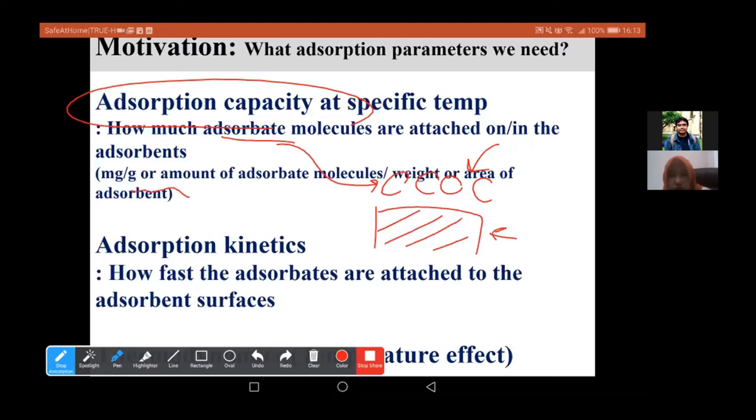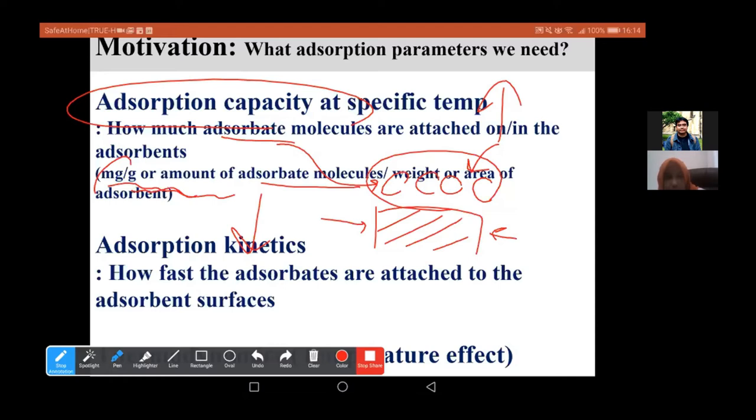Usually it's shown in terms of weight per gram. Weight of what? Weight of the adsorbate molecule per weight of the adsorbent. Or in terms of the amount of the adsorbate molecule per area or weight of the adsorbent. So if this value is quite high, the adsorbent will be very efficient, right?